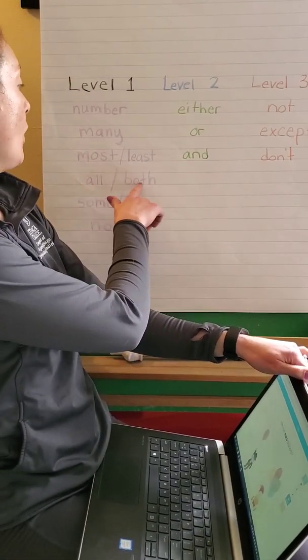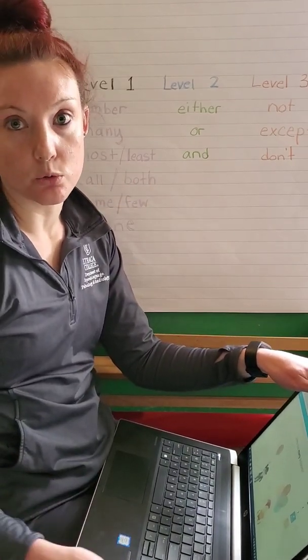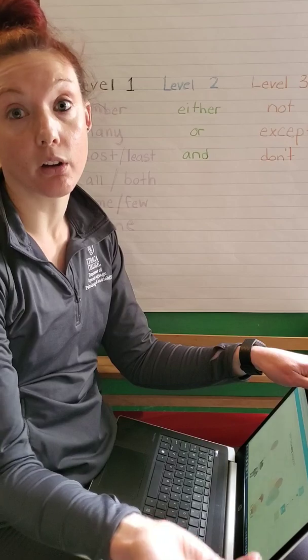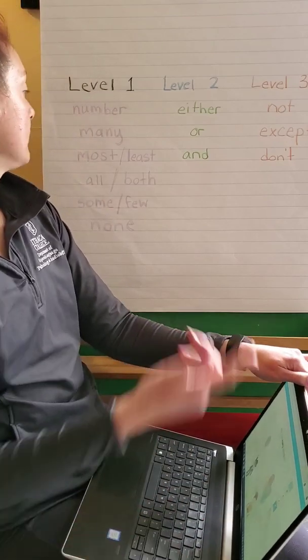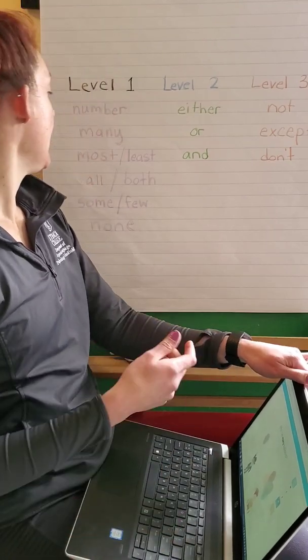We could use the terms all or both. So if there's just 2 items, you would use the word both. Can I have both of the crayons? Or if there's a lot of them, you could use the term all. Can I have all of the crayons?